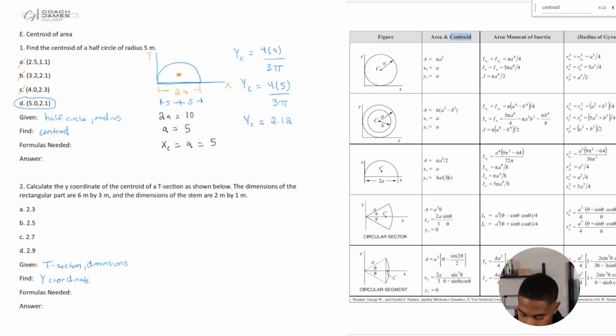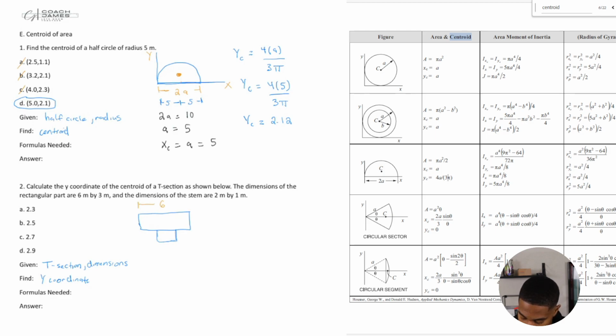So I know that we have our rectangular part, and we have our stem. I'm going to show you what I mean by this. So from here, all right, they give us our dimensions.